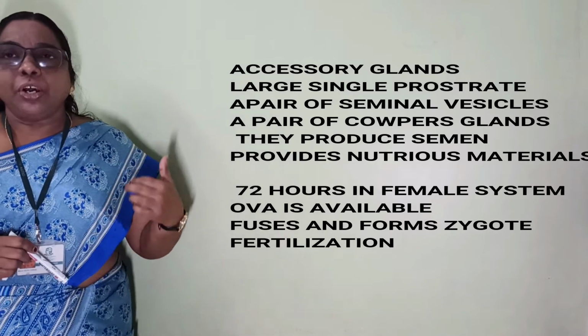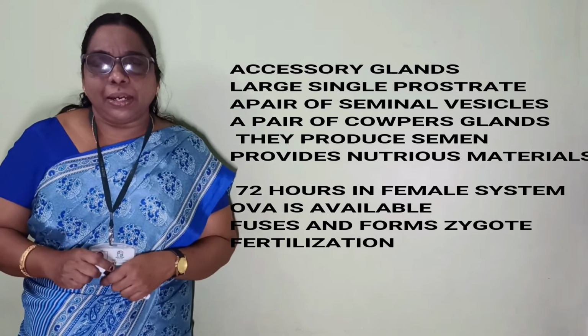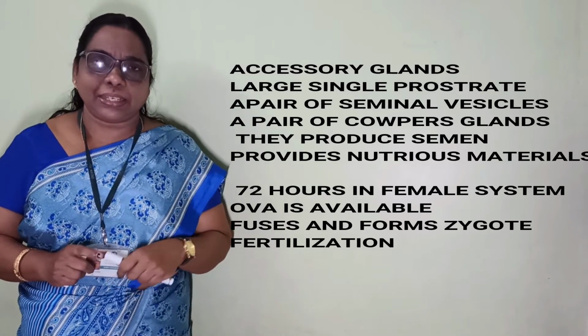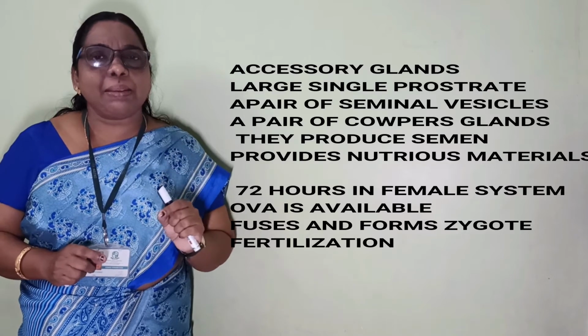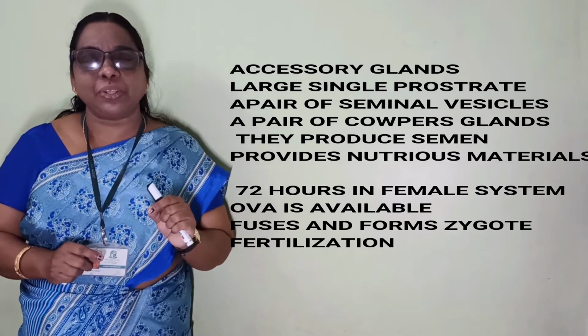Okay, so that is about these three pairs of accessory glands. They produce the semen, and the semen provides nutritious material to the sperm. Okay, so let's come to the structure of the sperm.